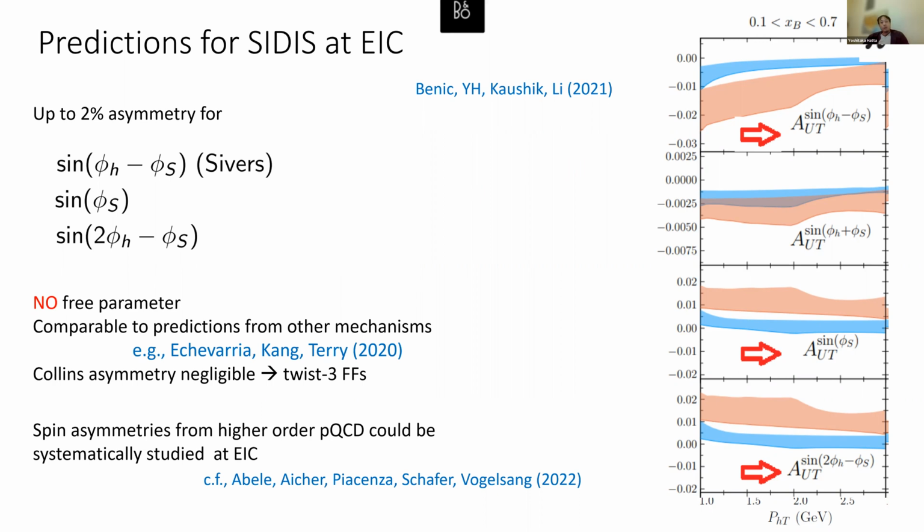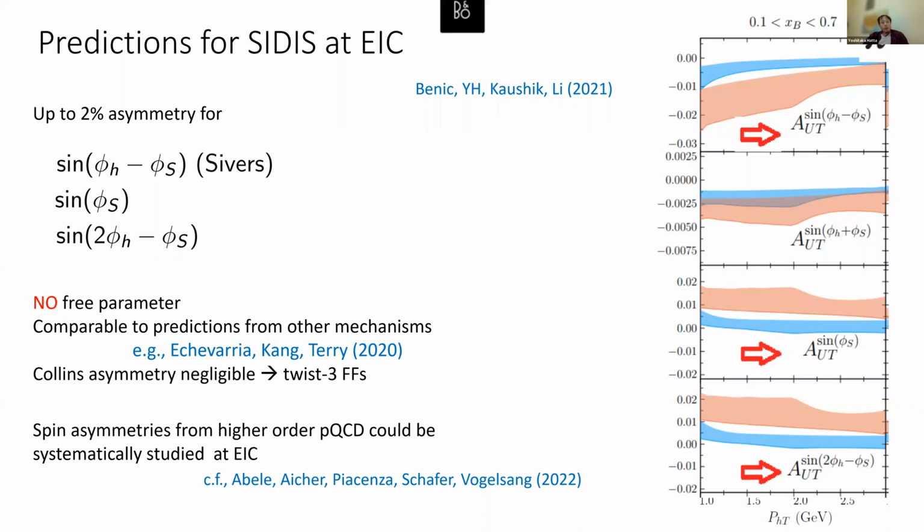And if you compare the magnitude of this asymmetry to other traditional mechanisms of single-spin asymmetry, like the Sivers function, they're actually comparable. However, we find that the Collins asymmetry is negligible. And for that, we probably need a twist-3 fragmentation function. For that part, perturbative QCD simply cannot compete with the fragmentation function. But in the Sivers asymmetry channel and other asymmetries, we get a few percent asymmetry, which is comparable to the other mechanisms of asymmetry. So that should be taken into account when you go to the EIC.